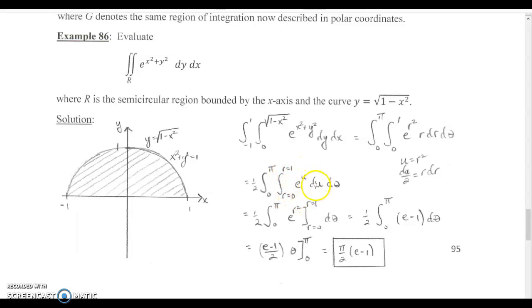The integral of e to the u du is simple. It's just e to the u. Putting u back in, it's e to the r squared, evaluated from r equals 0 to r equals 1. So that's e to the 1 minus e to the 0, which is 1. So it's e minus 1. And then I'm just left with d theta. The e minus 1 is a constant. Pull it out front, put it over the 2. The integral of d theta is just theta evaluated from 0 to pi. So I eventually end up with pi over 2 times e minus 1.